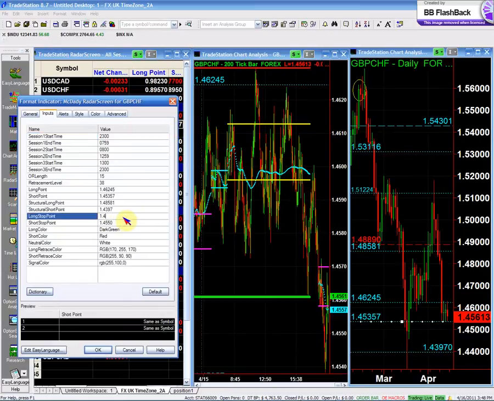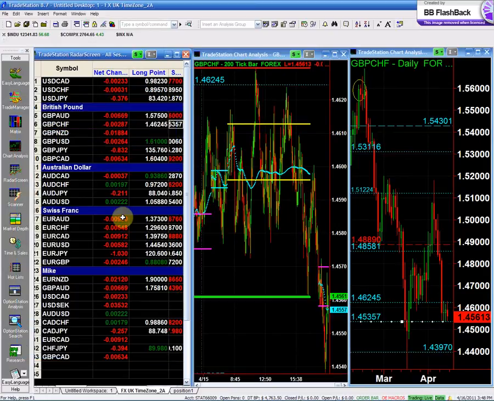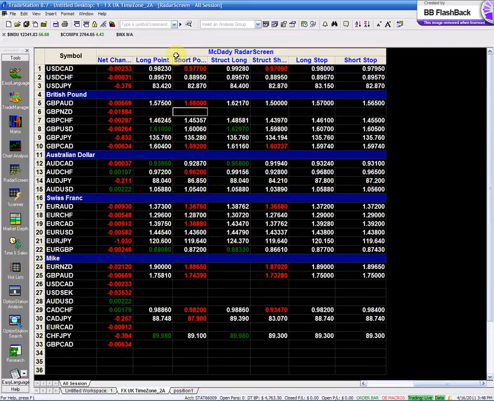Okay, so this is the pound Swiss. We're going to buy it above 146.24, and our structure long is the 148.58, so we have 200 pips to that structure point. And if we do, we're going to place our stop below 146.10, so we have a very tight stop on our position because it should be a good breakout point.